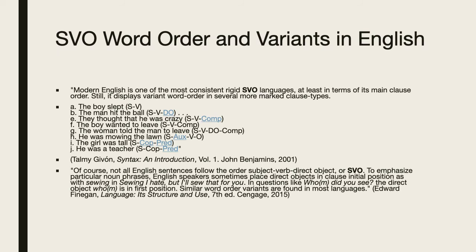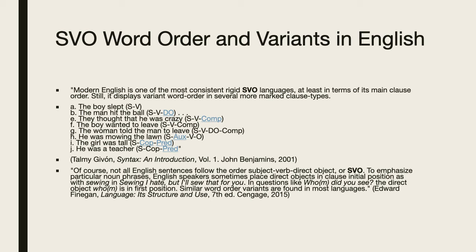So, the SVO word order and variance in English. Modern English is one of the most consistent rigid SVO languages, at least in terms of its main clause order. Still, it displays variant word order in several more marked clause types.